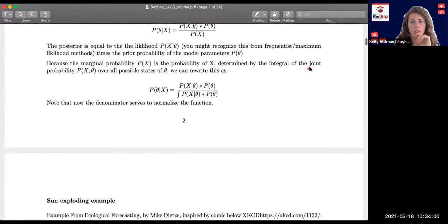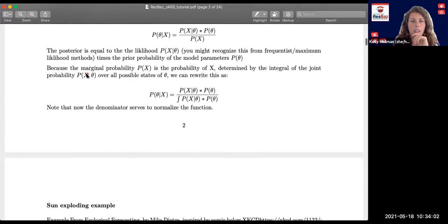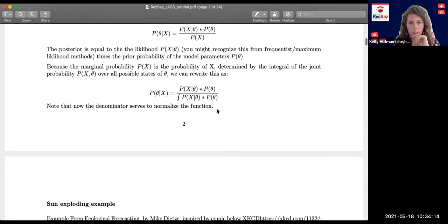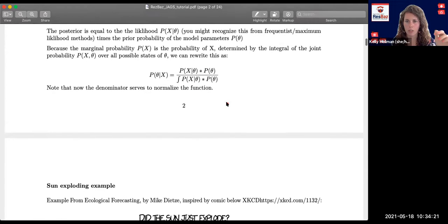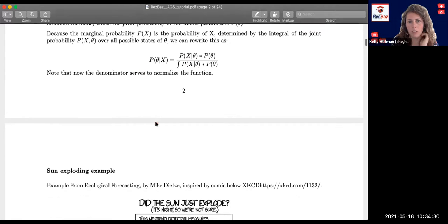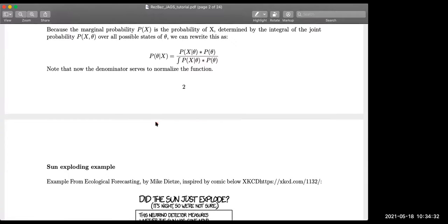we can use the integral of the joint probability of x and the model over all possible states of the model parameters and rewrite this as this version. And basically, this is normalizing the function. We won't need to talk about that too much in order to actually implement this version of the model. But you might see this version of it in some other Bayesian textbooks.